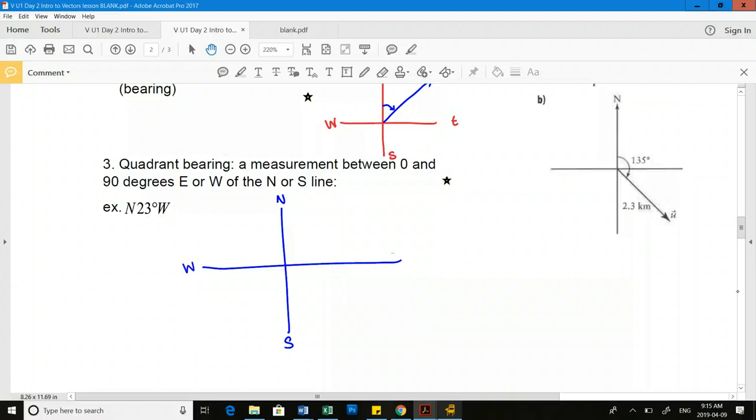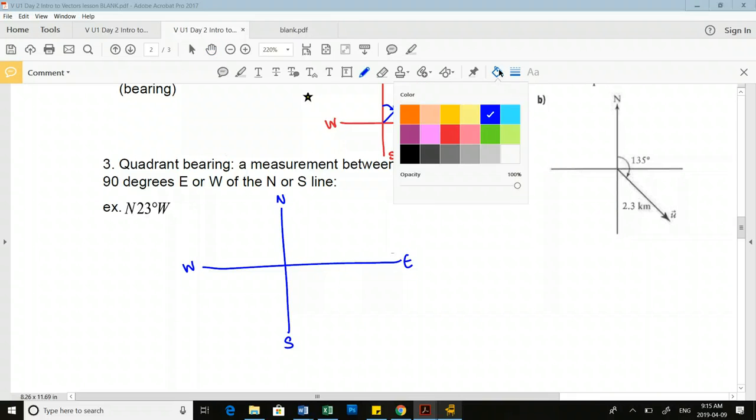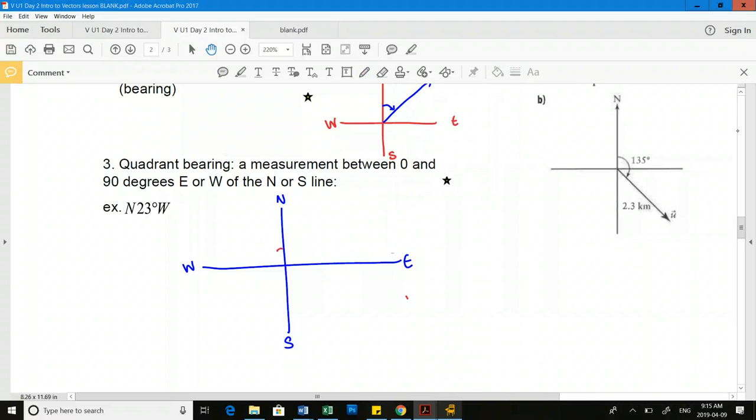You're gonna have to make sure you know your directions, of course, for this. Never eat sour watermelons. And then we're gonna measure toward the west, 23 degrees from north. So I'm gonna start at the north line, and I will rotate 23 degrees toward the west.